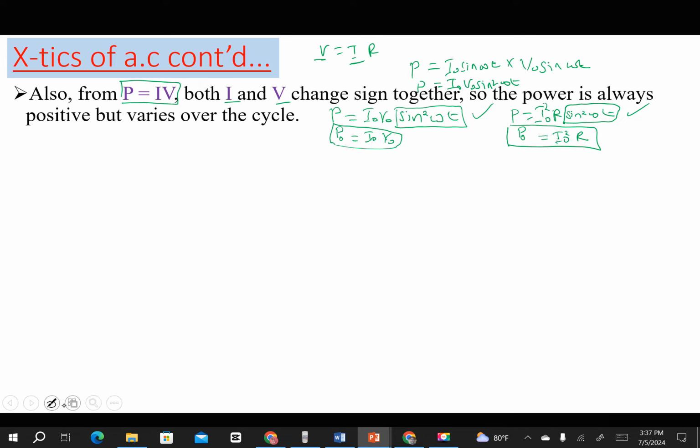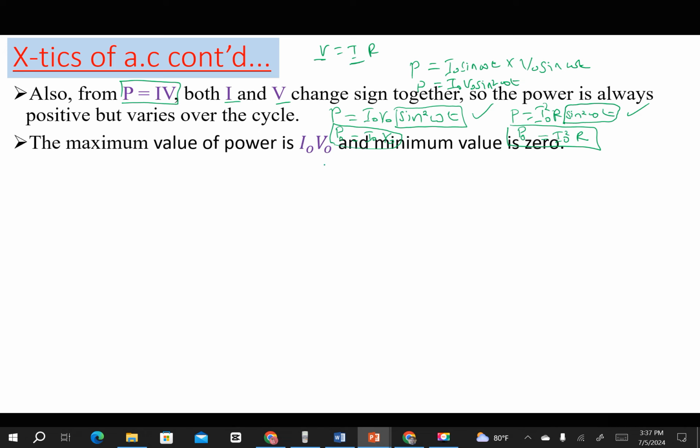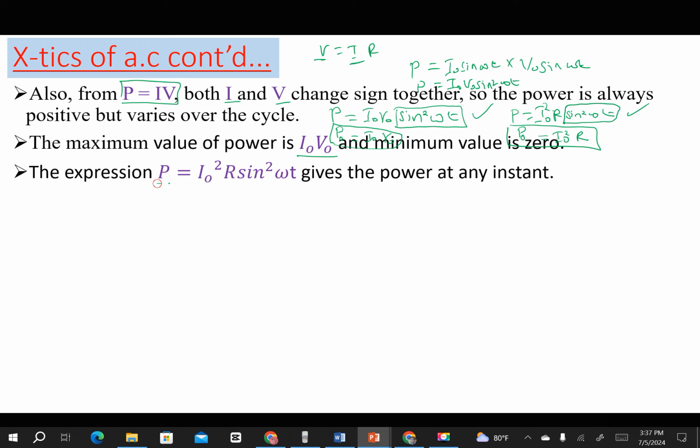Okay. So what I've been explaining is this, that the maximum power is I naught times V naught, but I'm saying it is also I naught squared times R if we know the value for the resistance. And the expression P equals I naught squared R sine squared omega t, which we derived earlier on, would give us what we call the power at any point, at any instant, or we can call the instantaneous power.